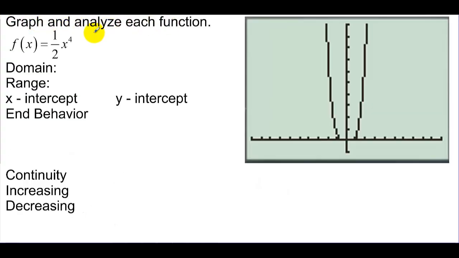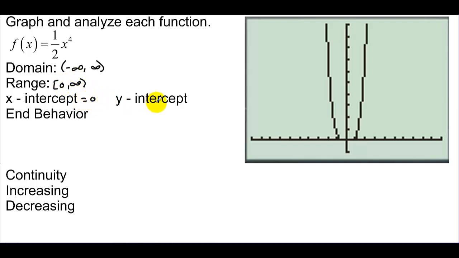Graph and analyze each function. We have f of x equals 1/2 x to the fourth. So here is the graph. The domain is negative infinity to infinity. We have no denominators, no radicals. The range is 0 to infinity on this one.